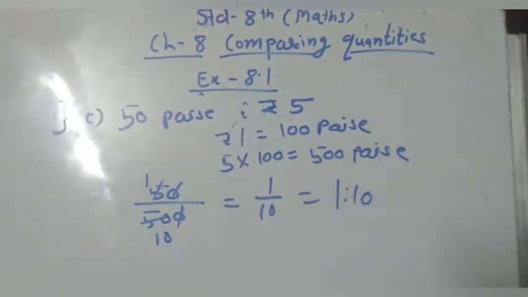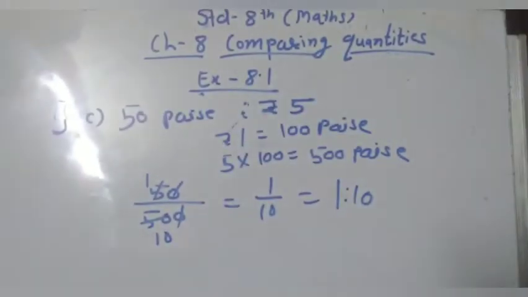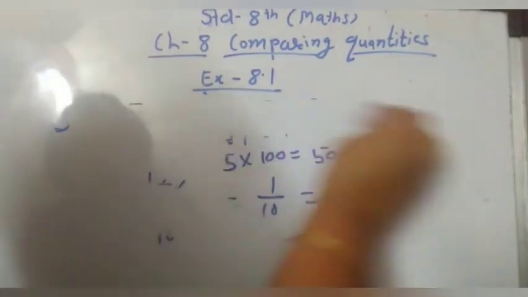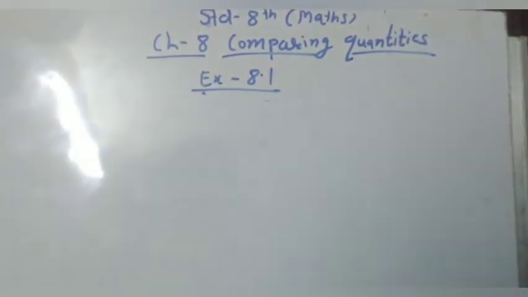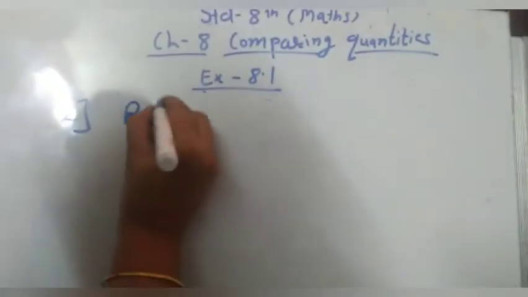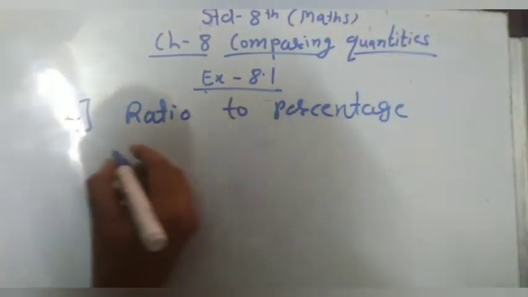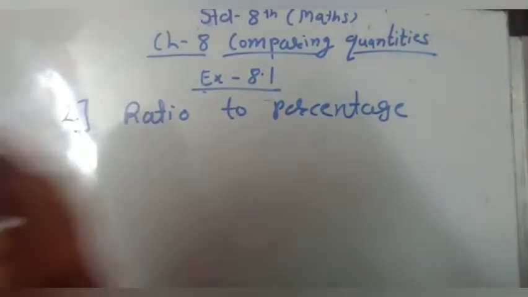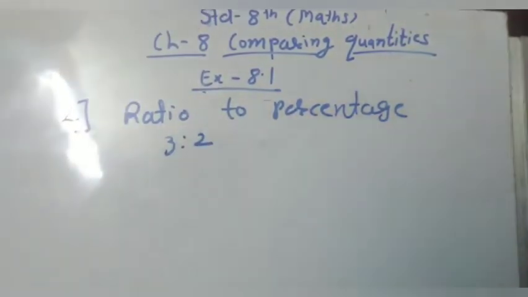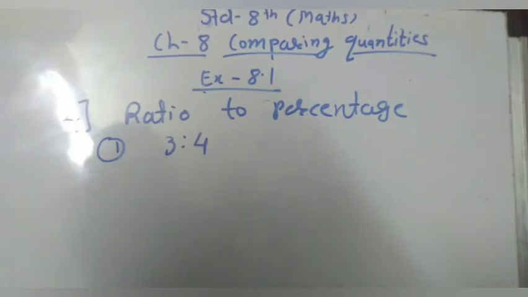So let's see next problem. Problem number 2. Convert the following ratios to percentage. First one is 3:4. Ratio to percentage. So first ratio is 3:4. We have to convert it into percentage.